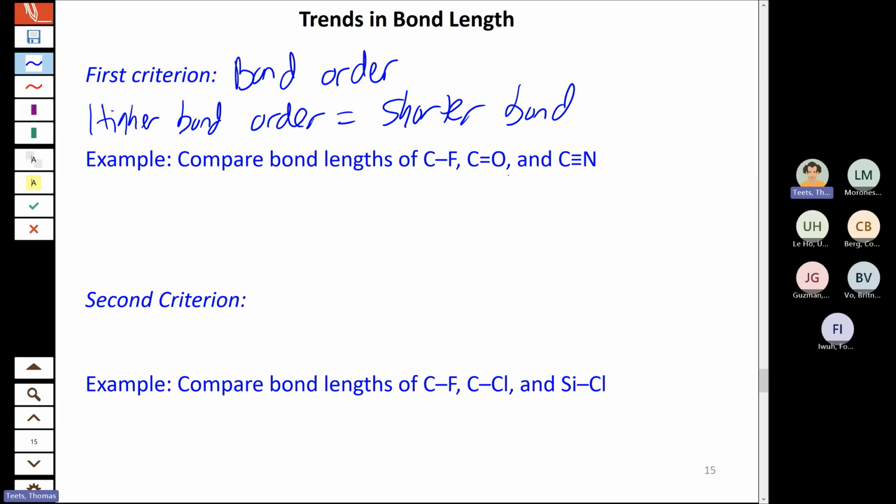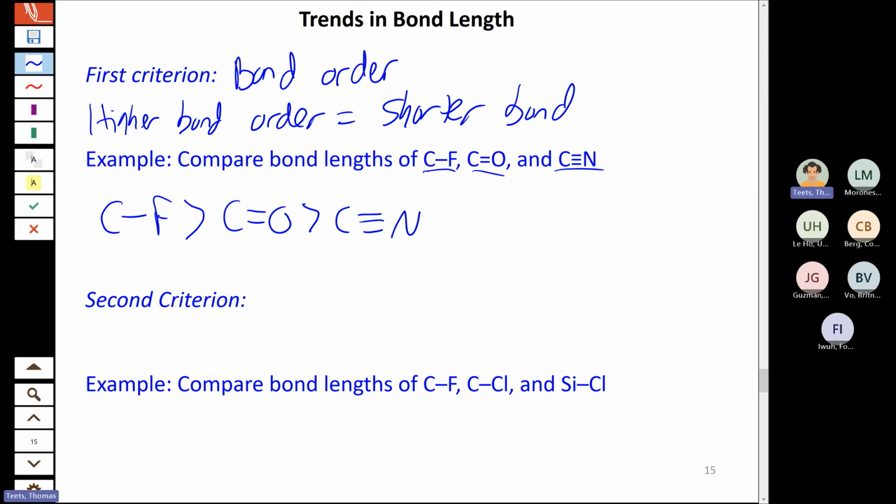So even though there's different elements involved for each of these, carbon is common between them, but carbon bonded to fluorine, oxygen, nitrogen. If the bond orders are all different, use that as the factor that you would rank them by. So for the bond lengths of these three, the single bond should be the longest, and then the double bond, and then the triple bond. So if bond orders are different, use that as your primary determining factor.